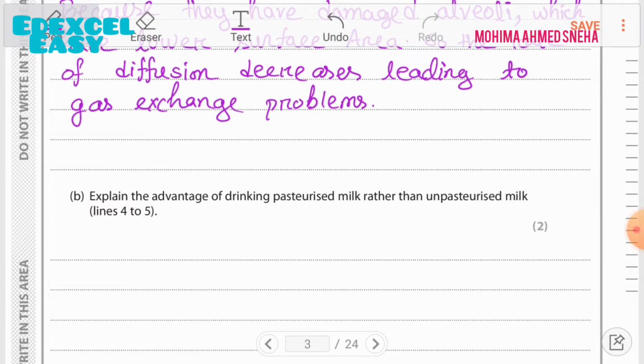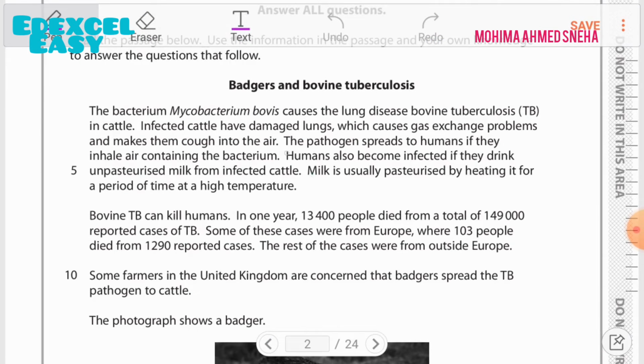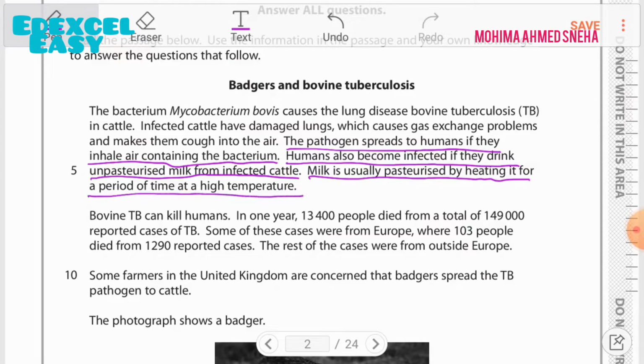Moving to question number B. Explain the advantages of drinking pasteurized milk rather than unpasteurized milk. Lines 4 to 5. The pathogen spreads to humans if they inhale air containing the bacterium. Humans also become infected if they drink unpasteurized milk from the infected cattle. Milk is usually pasteurized by heating it for a period of time at a high temperature.